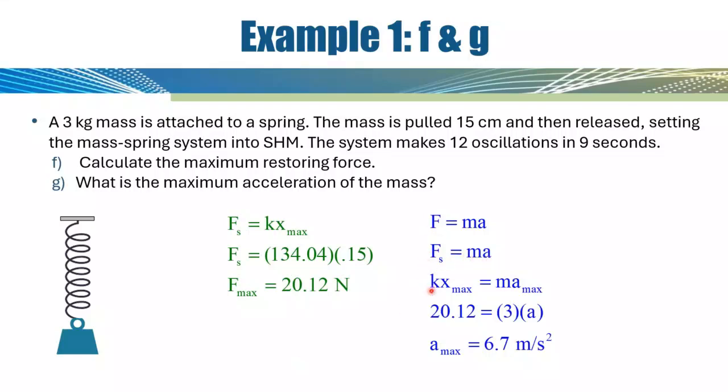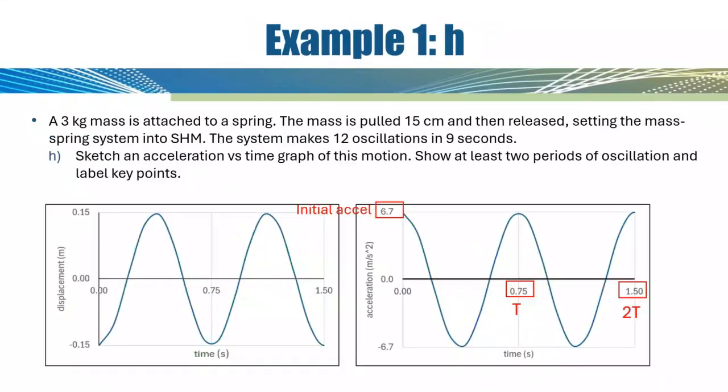So the restoring force, which is kx, we now know is 20.12. The mass is 3 kilograms. So the maximum acceleration is 6.7 meters per second squared. And letter H says, sketch an acceleration time graph of the motion. Show at least 2 periods of oscillation and label key points.